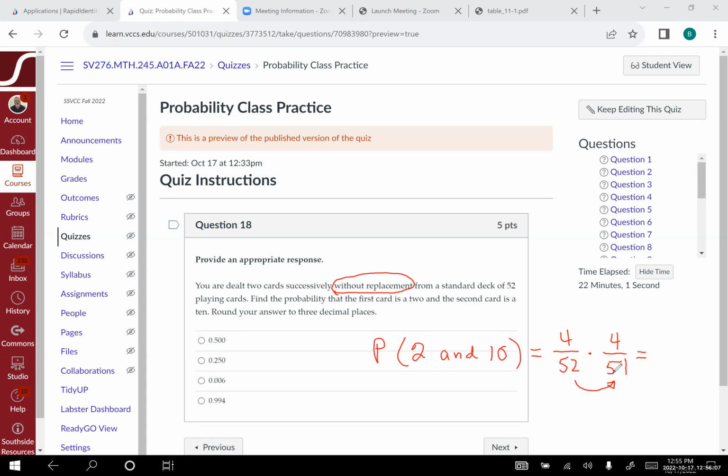So are there 4 10s in a deck of cards? Yeah, there's 4 of each. Oh, okay. When I looked it up, I didn't see that. Yeah. Well, there's 4 of each card, 4 aces, 4 kings, 4 queens, all the way down.